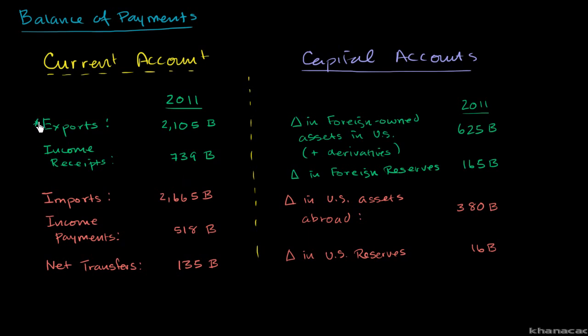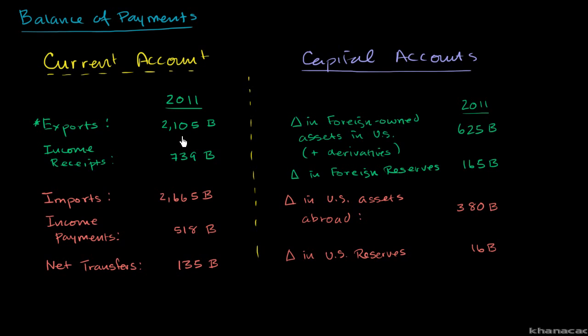So the first one right over here is exports. You could imagine if we are exporting, and this is in billions, so this is 2,105 billion, which is the same thing as 2.1 trillion. If we're exporting $2.1 trillion worth of goods and services, then the rest of the world is going to have to pay that much to us. So this is going to be an inflow. This is going to be a payment.